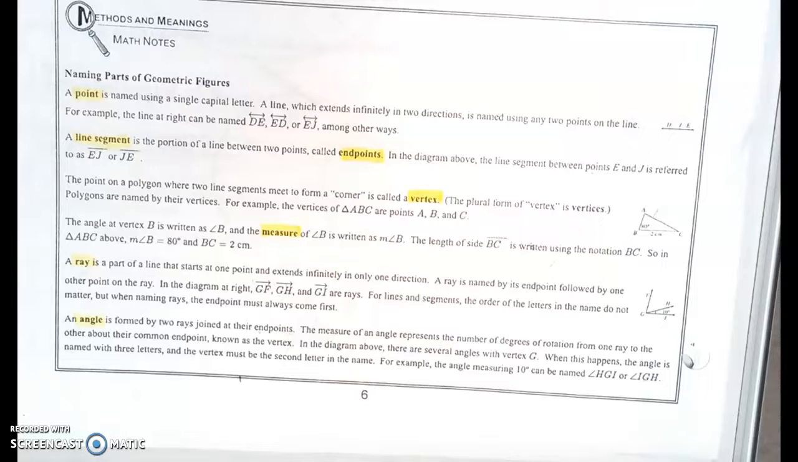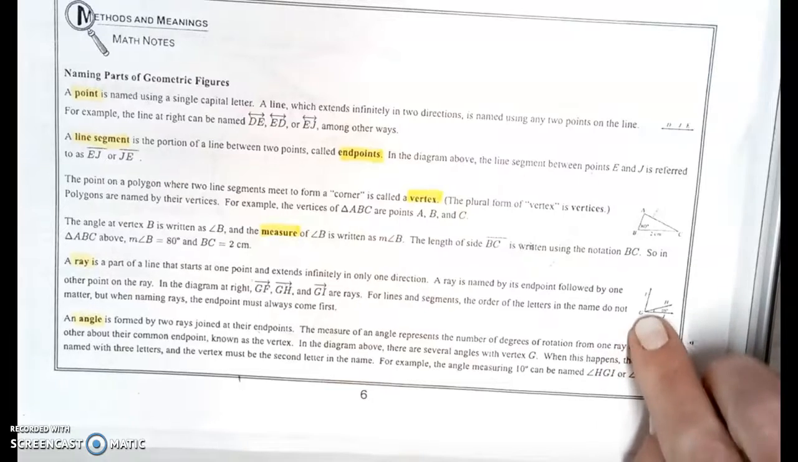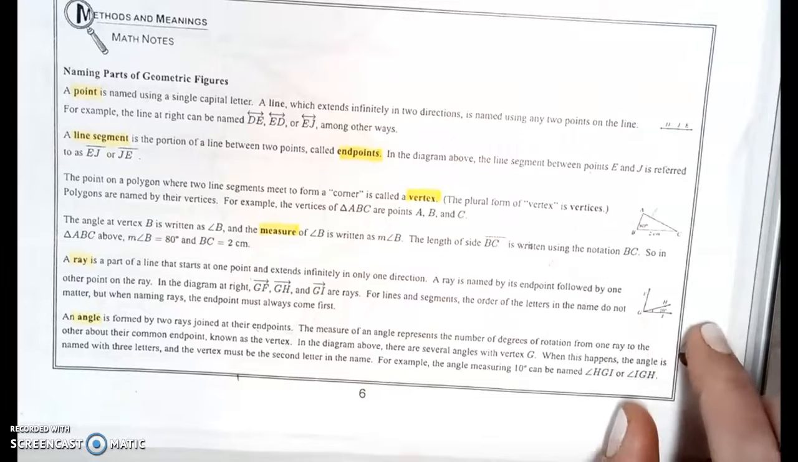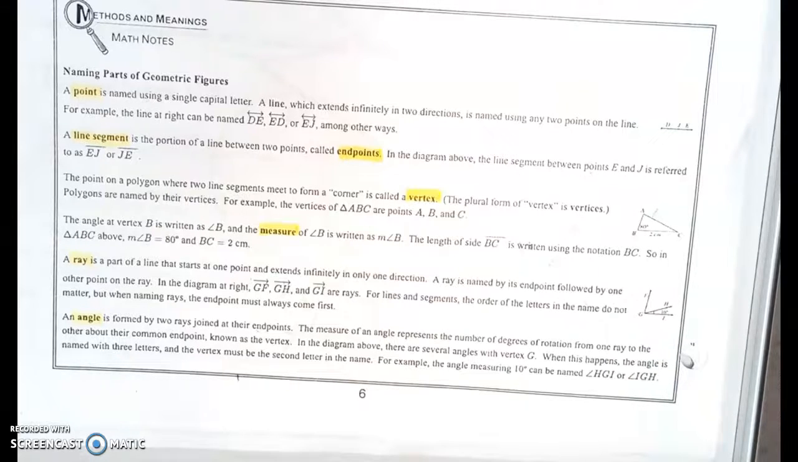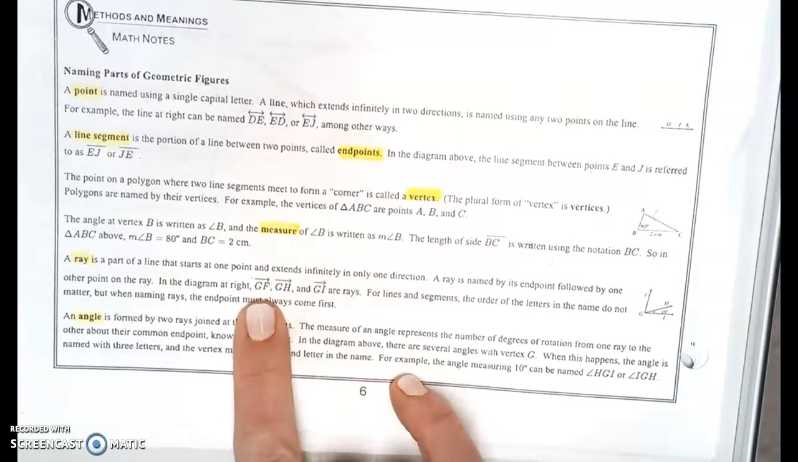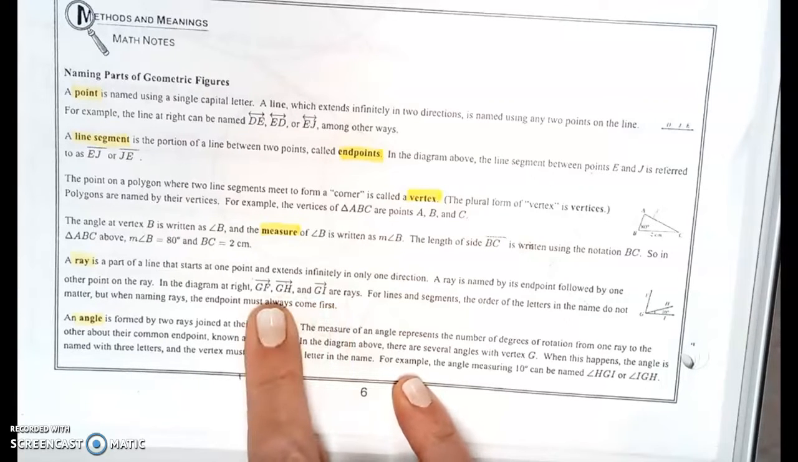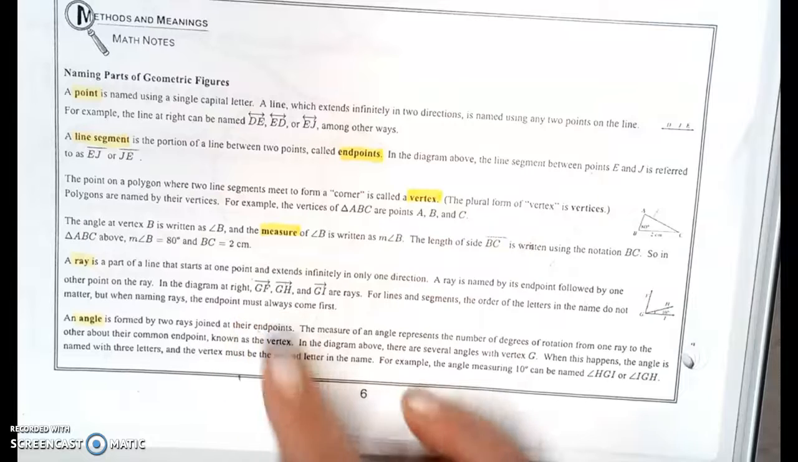A ray is a part of a line that starts at one point and extends infinitely in only one direction. A ray is named by its endpoint, followed by one other point on the ray. In the diagram at right, ray GF going this way, and ray GH going that way, and ray GI are rays. For lines and segments, the order of the letters in the name does not matter, but when naming rays, the endpoint must come first. Notice that G was the first one for all 3 of them, okay? You can't call that ray FG. That would be incorrect, right?